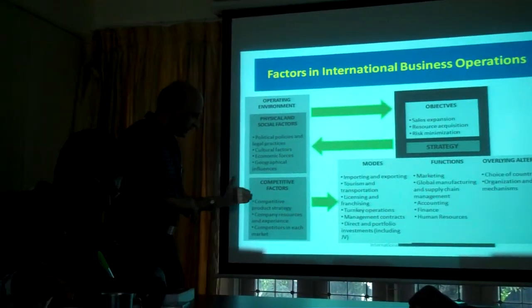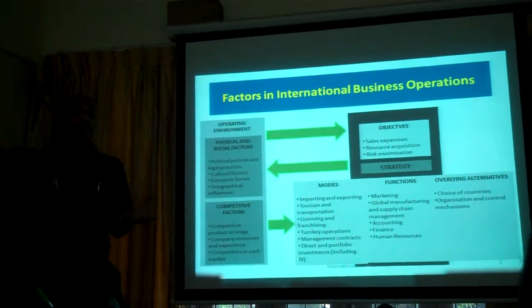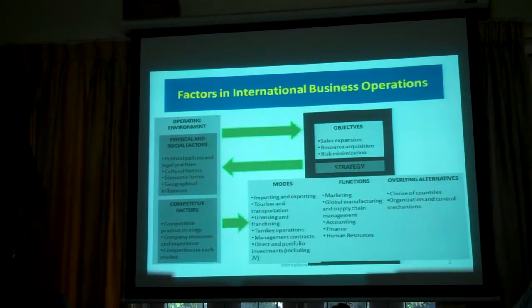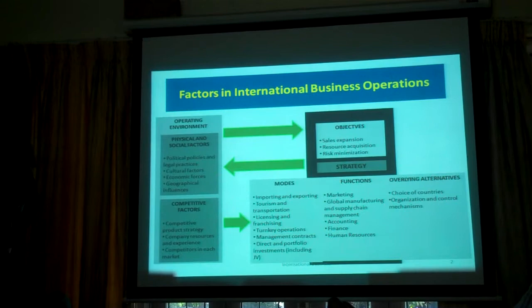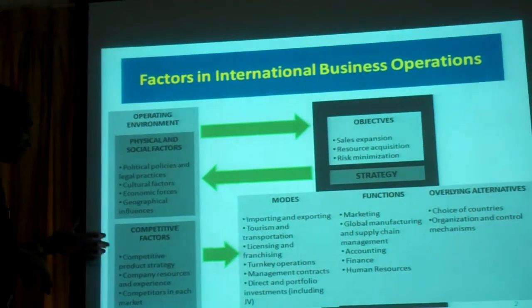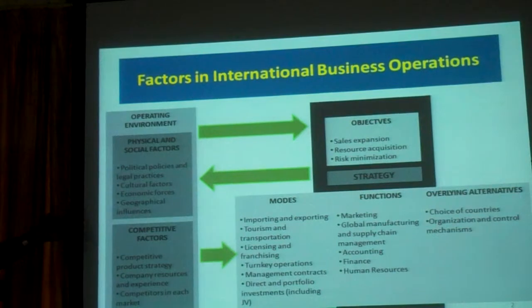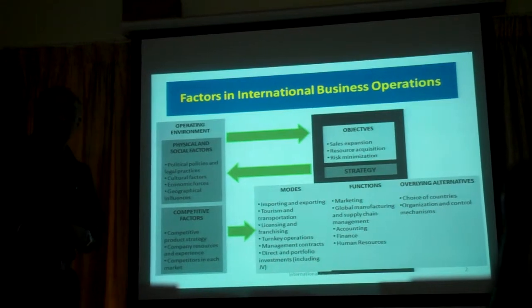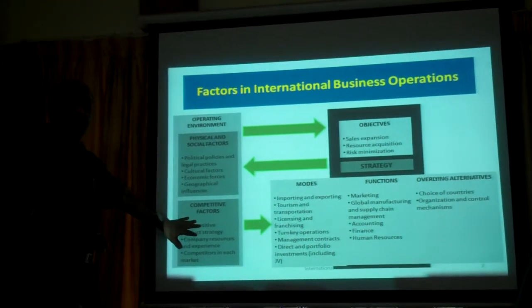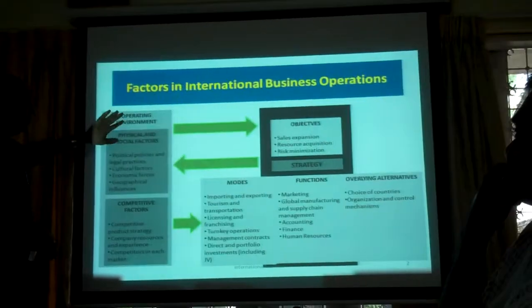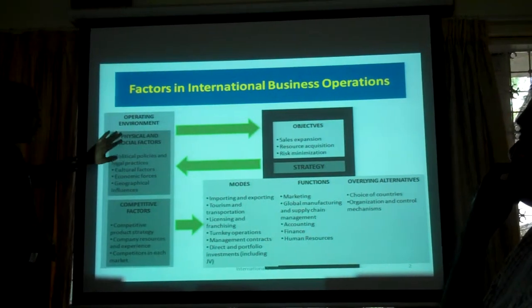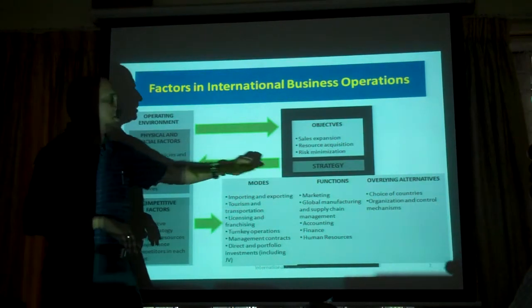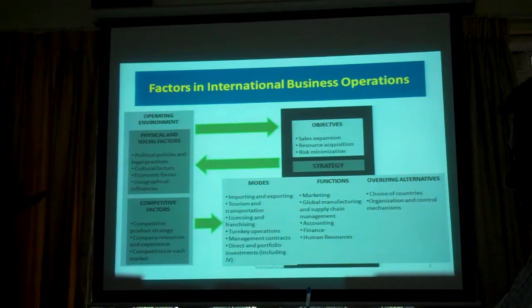Then we have to worry about the competitive factors, because at the end of the day, unlike your domestic competitive strategy, if you are going international, you have to worry about global competitors and local competitors in those places. So what is your competitive product strategy, what kind of resources will you have, what kind of structure will you have, who are the competitors in each market? All these things you will have to worry about. So you need to be aware of the operating environment in terms of physical and social factors as well as competitive factors.